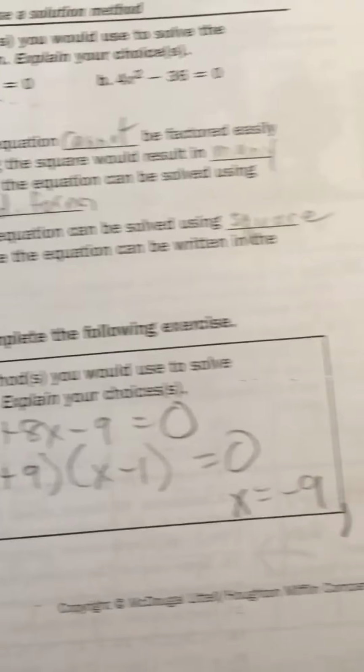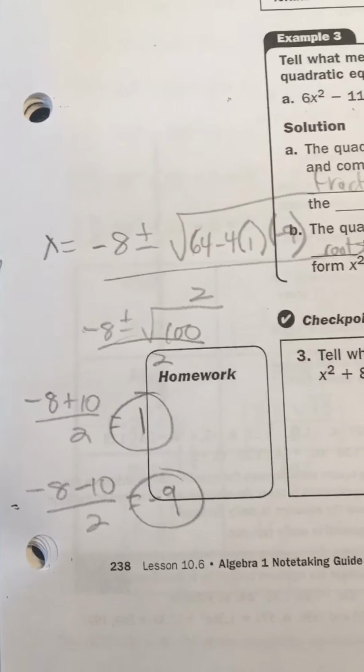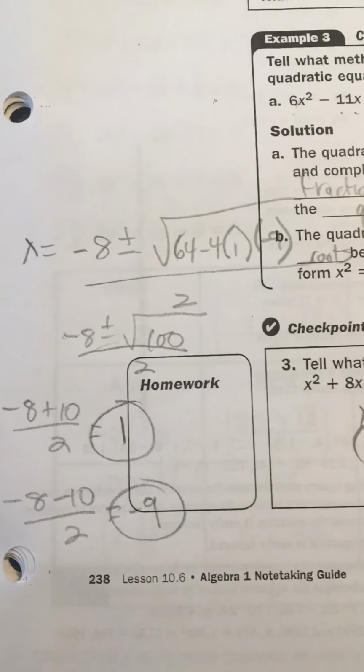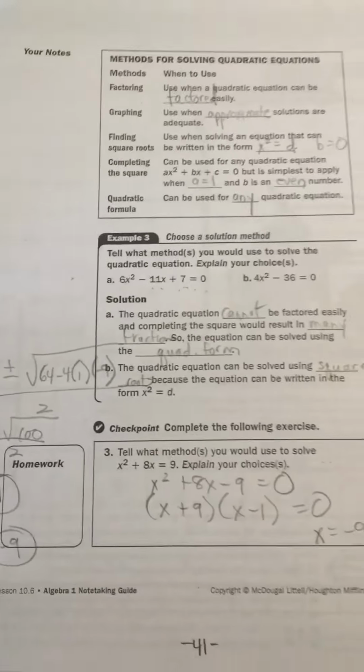So first I did it by factoring, got negative 9 and 1. Then I did it by using the quadratic formula, I get negative 9 and 1. As long as you get the right answer, whatever method works is fine.